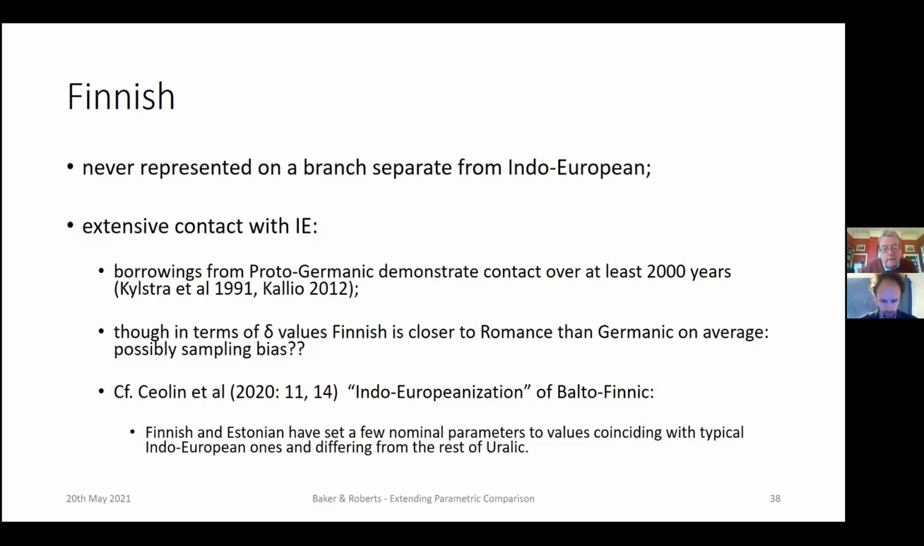On the other hand, the results concerning Finnish do actually converge with the results that the Longobardi group have also obtained with a much larger sample of parameters and languages, including Uralic languages. They, in fact, observe that Finnish and Estonian appear to pattern more closely to Indo-European than they do to the rest of Uralic. And they suggest that this is due to, again, a contact influence going back a couple of millennia.